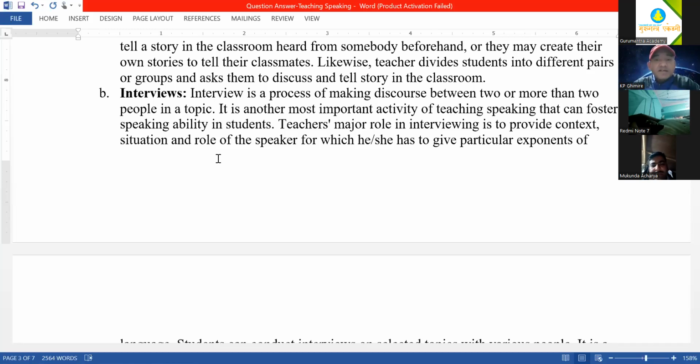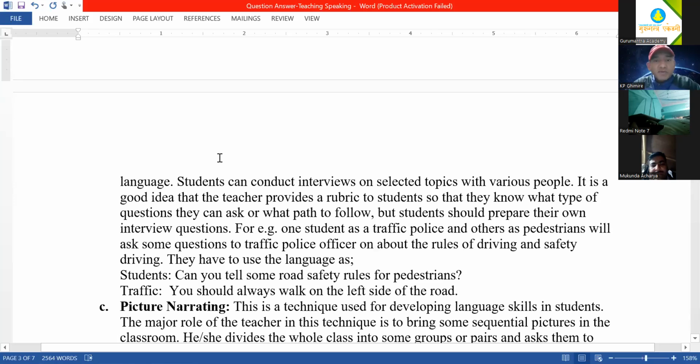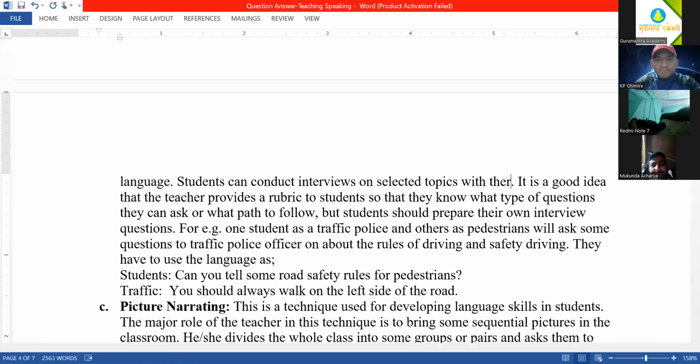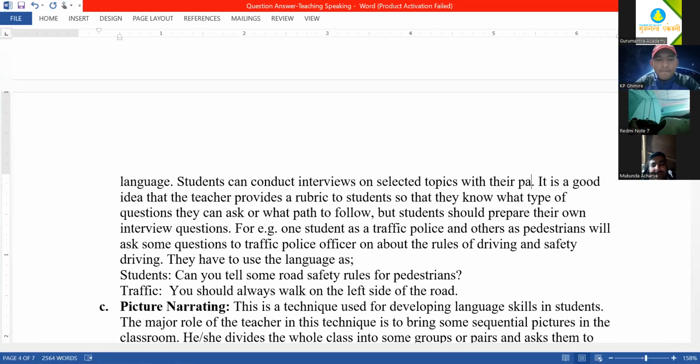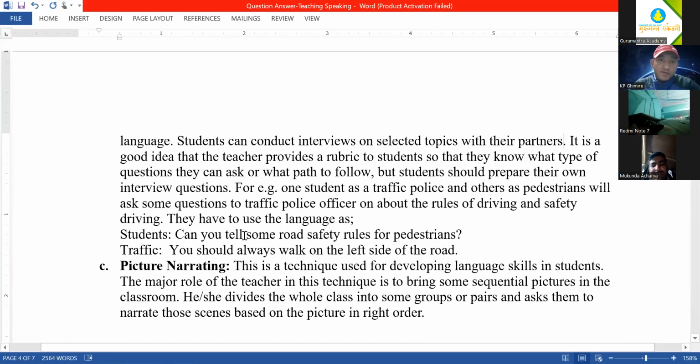For this, the teacher has to give particular exponents: you have to use this language structure and you can speak. Students can conduct interviews on selected topics with their partner, let's say. It is a good idea that the teacher provides a rubric to the students. Rubrics mean which words they have to use while speaking, or which grammatical items they have to use, and how many marks they get if they use them.